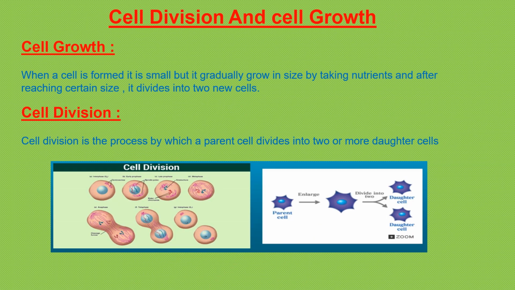Cell division and cell growth. When a cell is formed, it is small but gradually grows in size by taking nutrients, and after reaching a certain size, it divides into two new cells. Cell division is the major process. From a parent cell, two or more daughter cells will be produced.